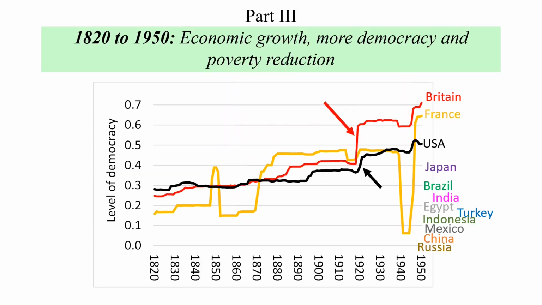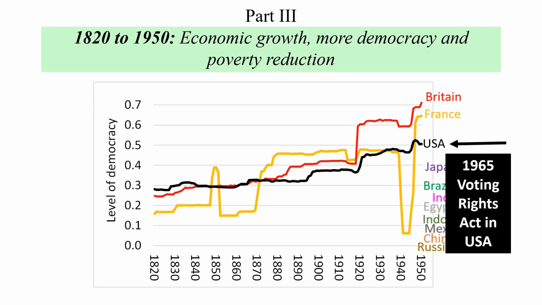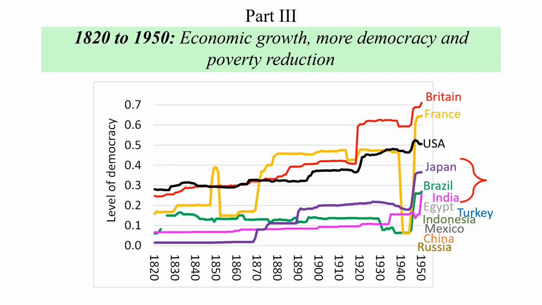Here we see the rights of women to vote in Britain and the USA improving. But the USA's relatively low score here compared to, say, Britain was largely because until the 1965 Voting Rights Act, things such as literacy tests were widely used to prevent many Black and Native American people from voting. But by 1950, a few other big countries had seen improvements in the level of democracy: Japan, Brazil, and China.